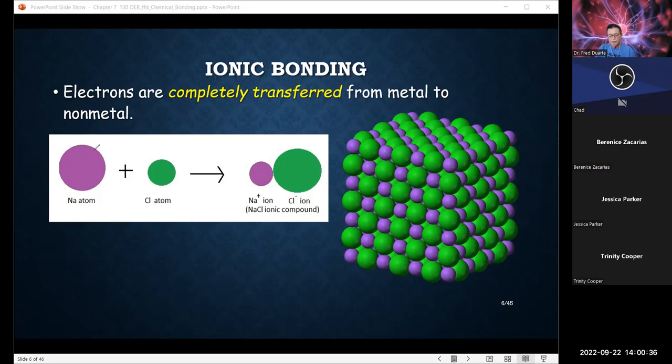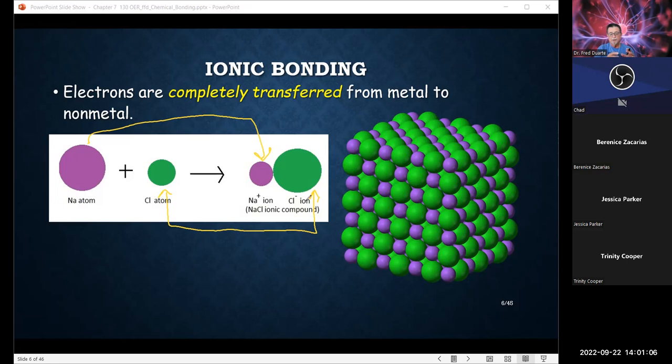And so sodium, being a metal, will lose an electron and form Na+, the sodium ion. The chlorine atom will pick up an electron because it's a nonmetal to give us a chloride ion, okay? Notice the relative radius size. Here's the sodium atom compared to the sodium ion. That's consistent with what has happened.